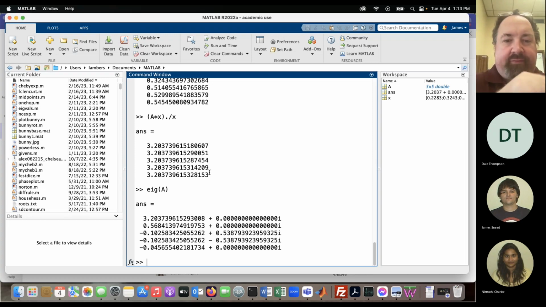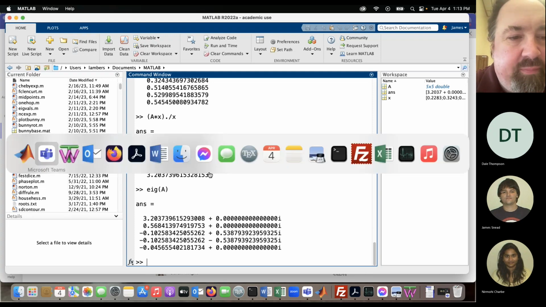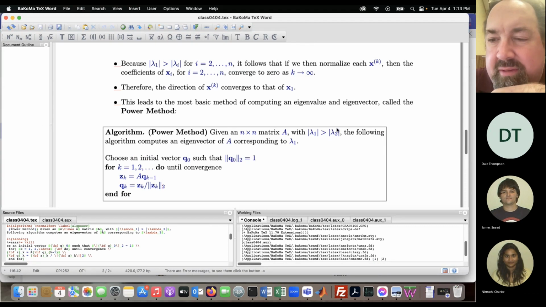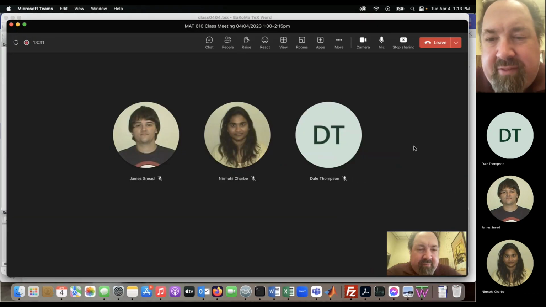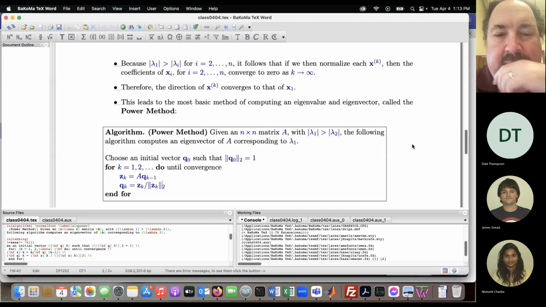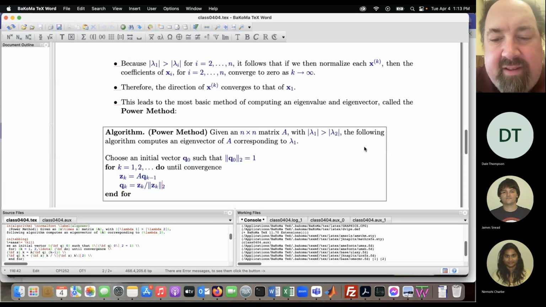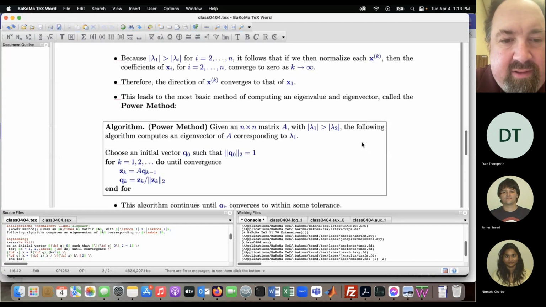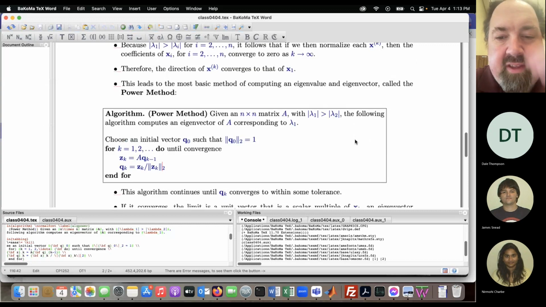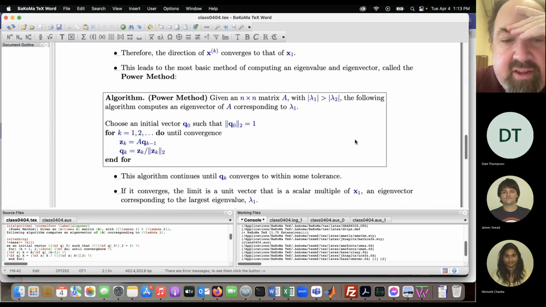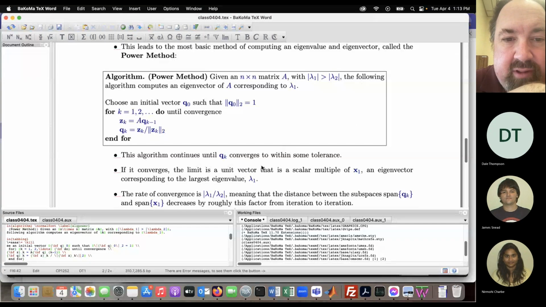So, questions about how the power method does its thing?